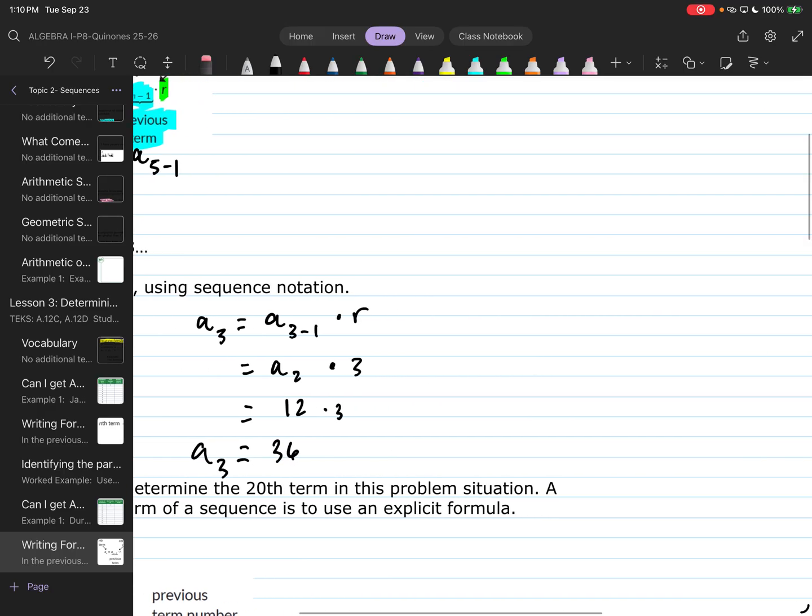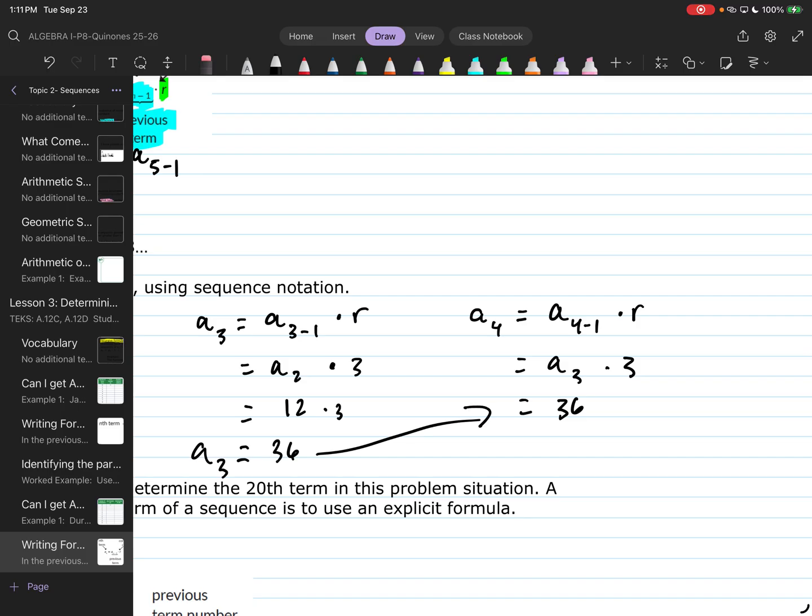Cool. Let's keep going. We're looking for a sub 4. This is equal to what? a sub 4 minus 1 times r. Good. This evaluates to what? a sub 3 times 3. a sub 3 is equal to 36, right? The connection there. Times 3. What is 36 times 3? 108. So then a sub 4 is equal to 108.